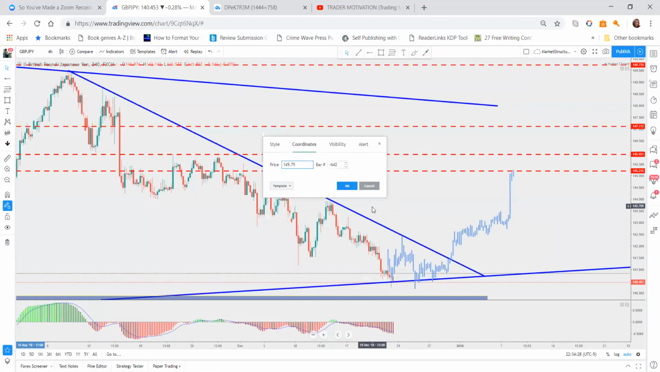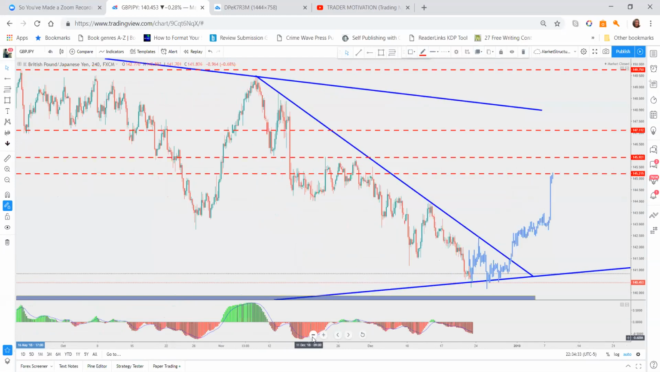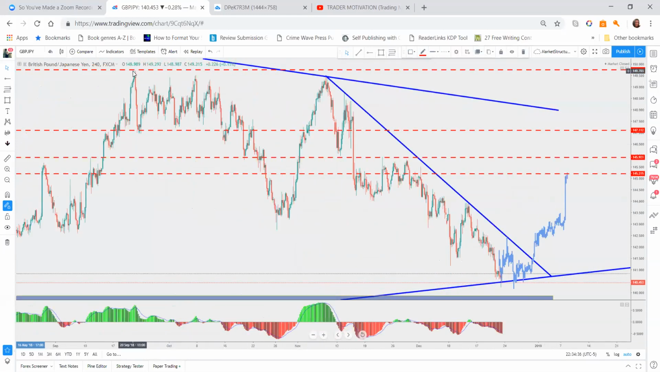They like even numbers, so that probably gave us a cleaner shot. Yep, right there, 149.75 is the market. That's a very important price for them.